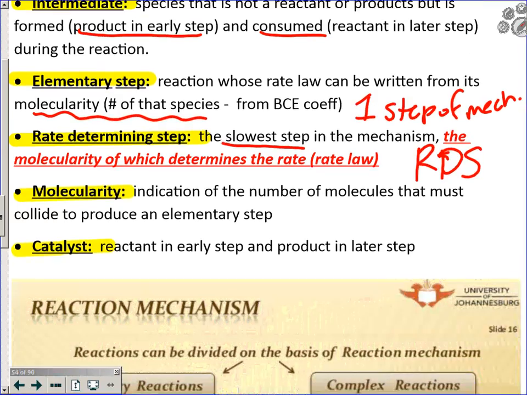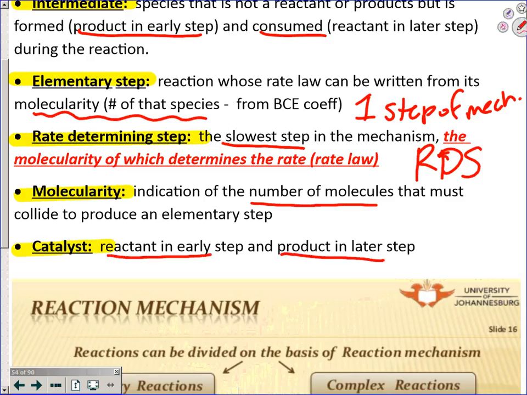Molecularity, we keep saying this, but it's just a coefficient, a number of molecules of that step. And then a catalyst, we know kind of what it is, that it can't be consumed, and that it helps speed up a reaction. But when I look at an elementary step, when I look at a mechanism, I should be able to determine what's a catalyst by the fact that it's going in and it's coming out. So it's going in as a reactant, it's coming out as a product. So reactant in an early step, product in a later step. Can't really shorten that too much.